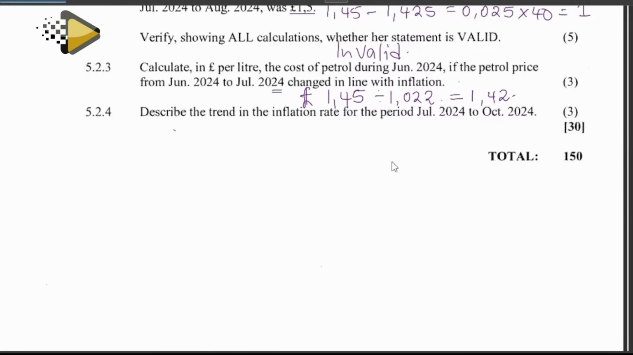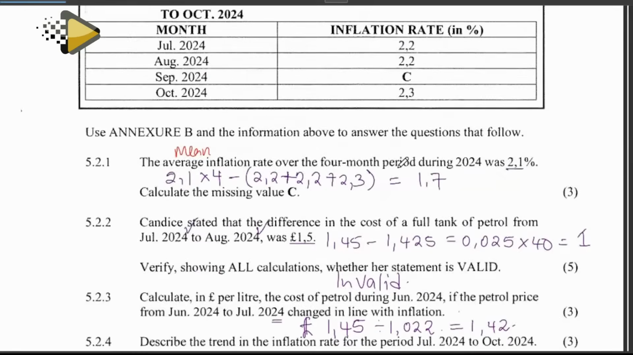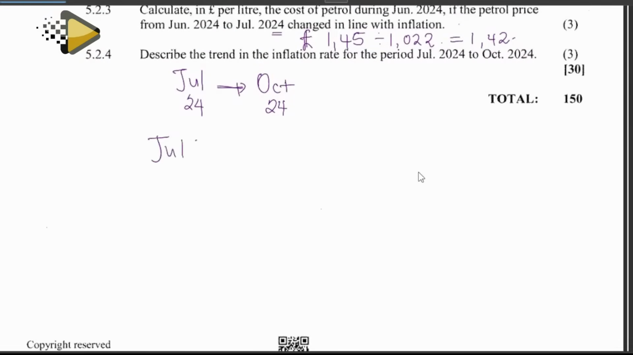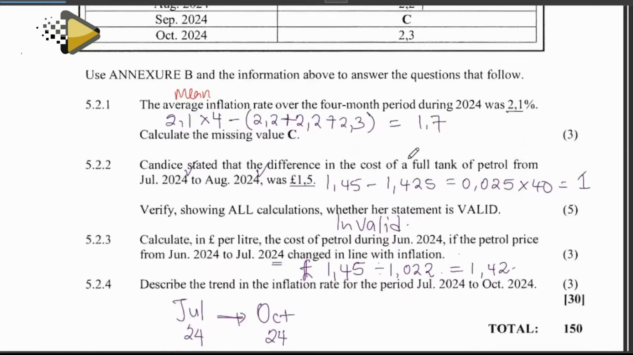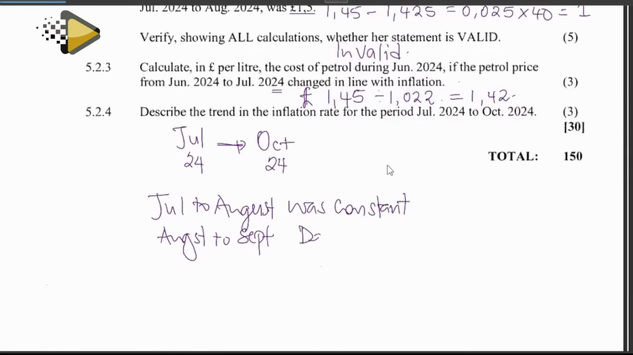Describe the trend. July 2024 to October. Let's describe what we're describing here. It was the same. July to August, it was constant. August to September, it decreased. Then September to October, it increased. And this marks the end of our paper.